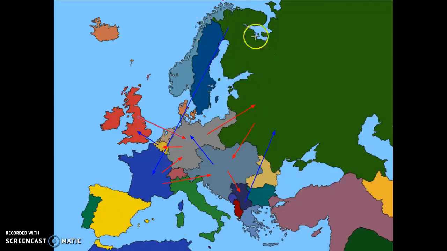And this would just be the beginning, as more countries would enter, such as Italy and the Ottoman Empire. But it was these core alliances and treaties that allowed the First World War to happen.